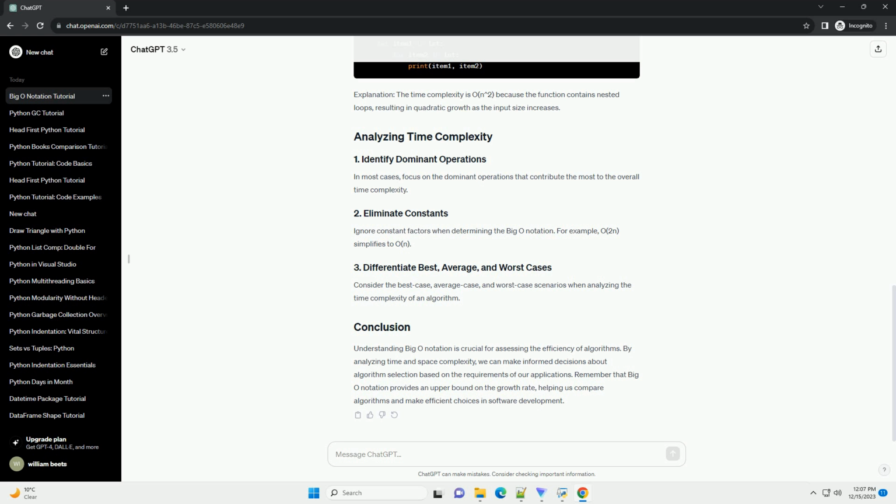Understanding Big O notation is crucial for assessing the efficiency of algorithms. By analyzing time and space complexity, we can make informed decisions about algorithm selection based on the requirements of our applications. Remember that Big O notation provides an upper bound on the growth rate, helping us compare algorithms and make efficient choices in software development.